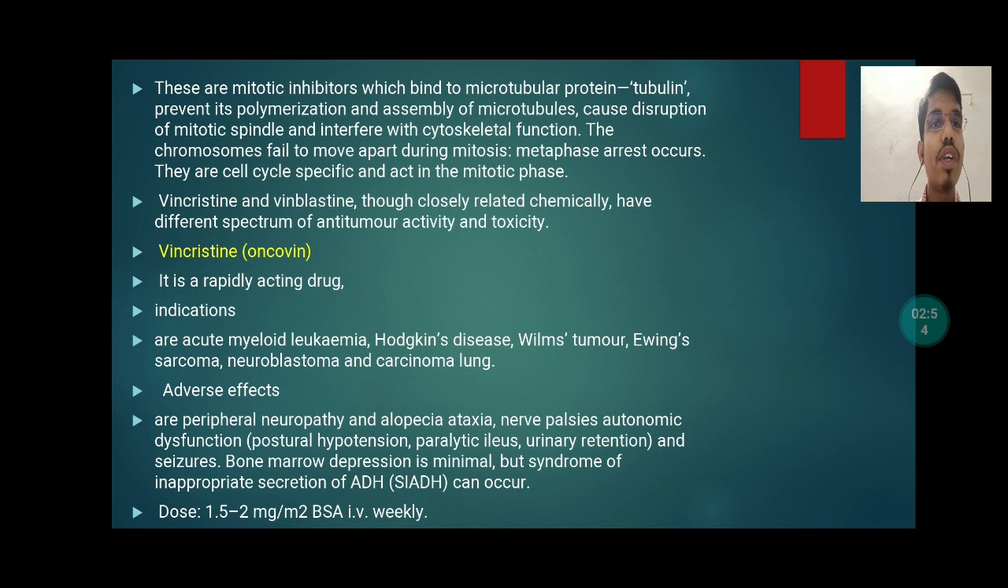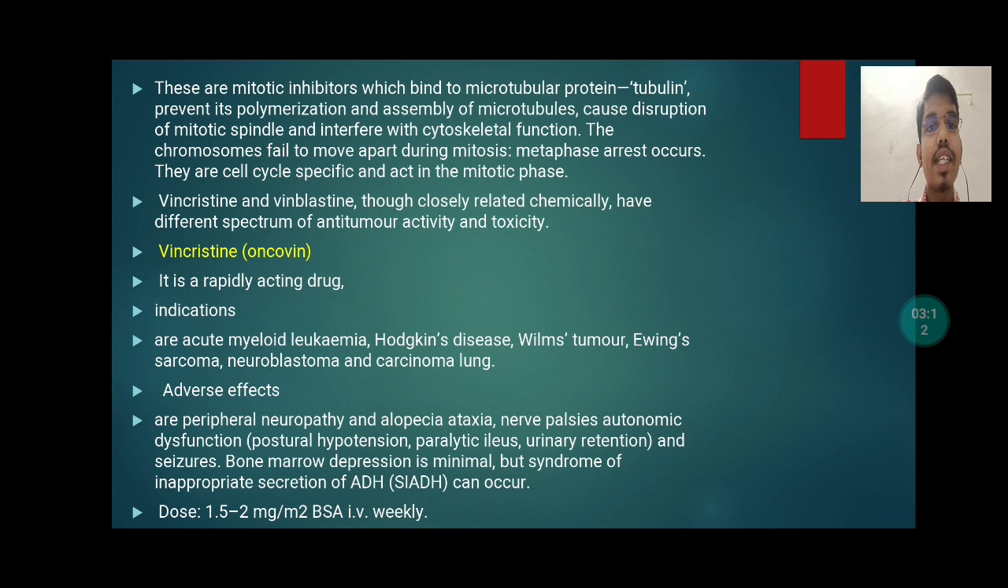The chromosomes fail to move apart during mitosis, and the metaphase is arrested. Since the metaphase is arrested, the cell cycle cannot be further divided, and the cancer is prevented. The cells are not divided, so proliferation of cells does not occur, and the growth of the cancer cells is suppressed.